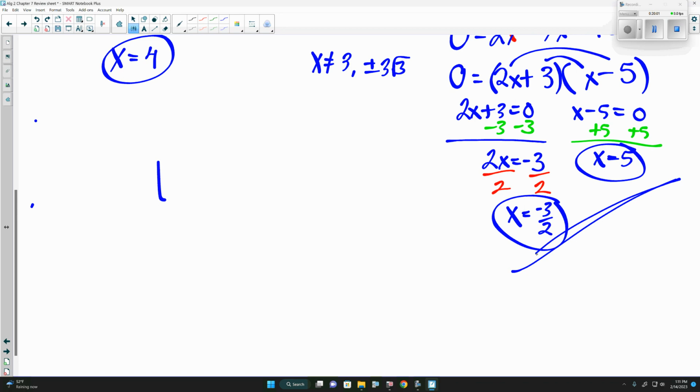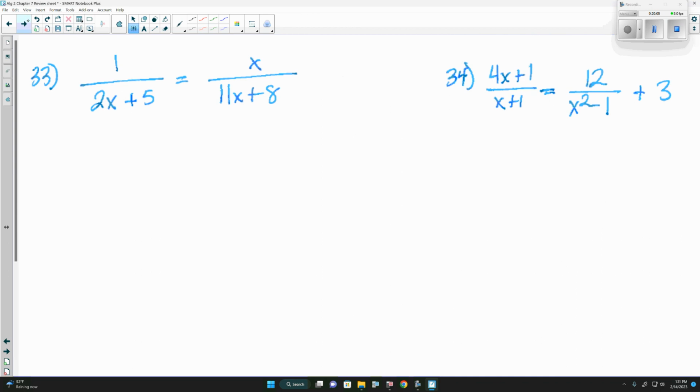Questions on any of this here? I think we feel pretty comfortable, especially when we have one fraction on either side. Now, 34 is the next one we'll look at.